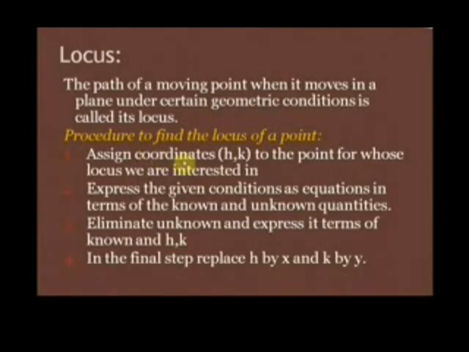Once again, we assign coordinates (h, k) to the point for whose locus we are interested. Then we express those conditions in terms of equations with unknowns and known quantities. Then we eliminate such unknowns and express the equation in terms of known quantities and h, k, and in the final step we replace h by x and k by y. So let's look at an example to throw more light on locus and understand this concept more clearly.